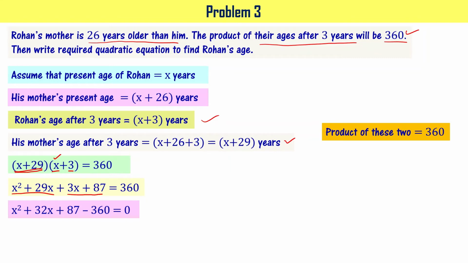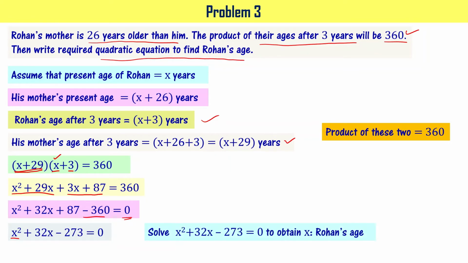If I take plus 360 to the other side, it becomes minus 360. That is equal to 0, right? Let me further simplify this such that I can write it as x square plus 32x minus 273 equal to 0. So this is the quadratic equation we want to solve such that we can get Rohan's age, right? Rohan's age is denoted using x. When you solve this equation, you will get two values for x. The positive value you would be taking for Rohan's age.